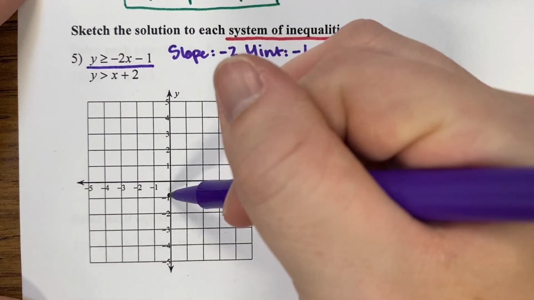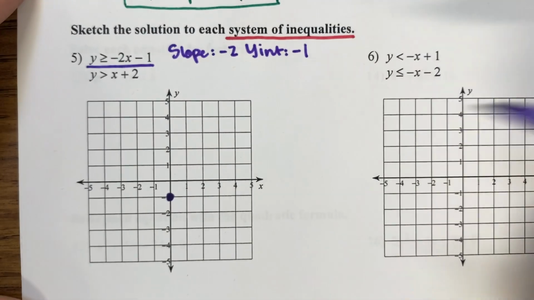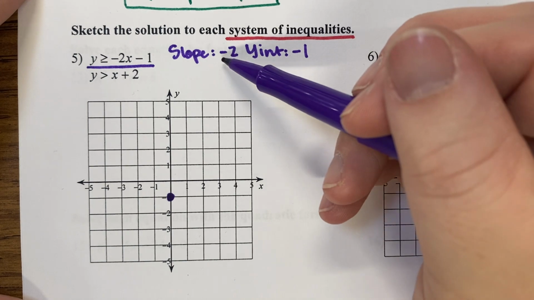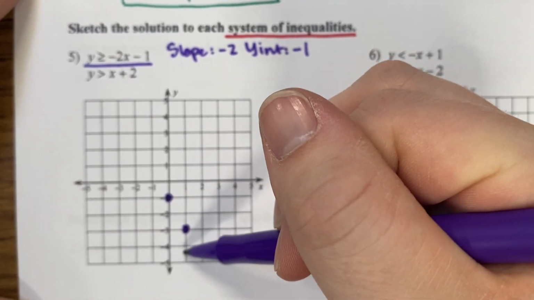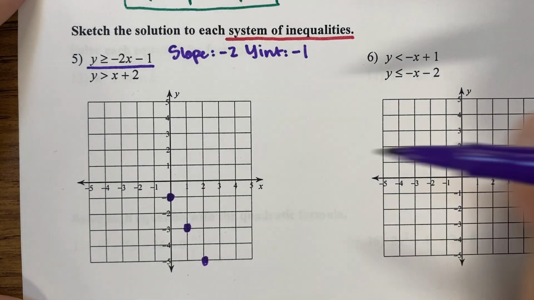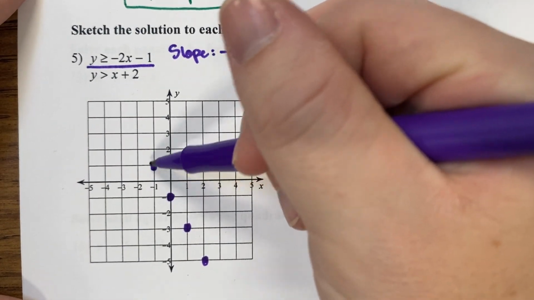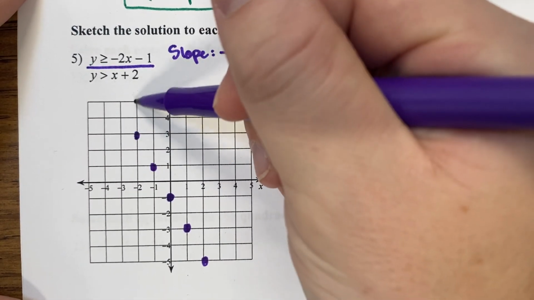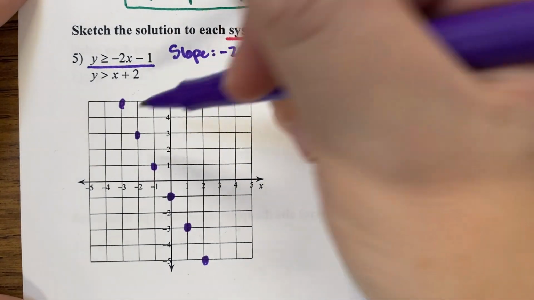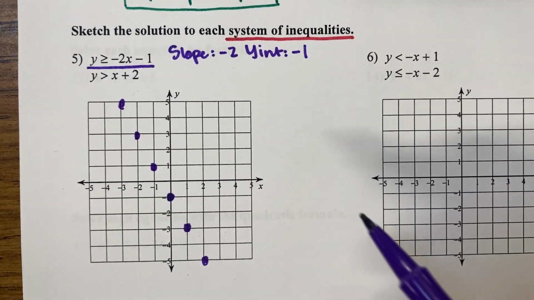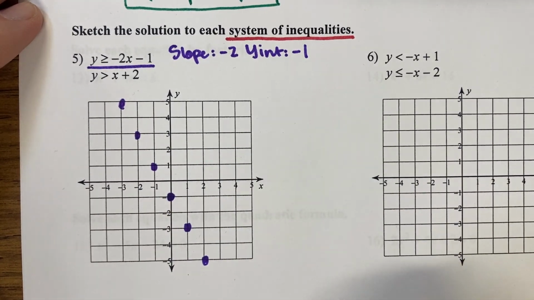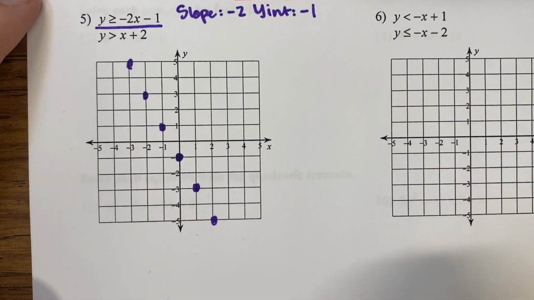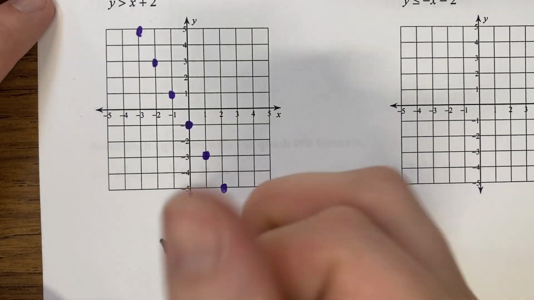I'm going to find negative 1 on my y-axis because that's my starting point. And then my slope is negative 2. So down 2 over 1, down 2 over 1. And you can go the other way too, up 2, back 1, up 2, back 1. Now here's where it gets a little different. Usually we would connect these dots, which we are going to, but we need to remember our rules.